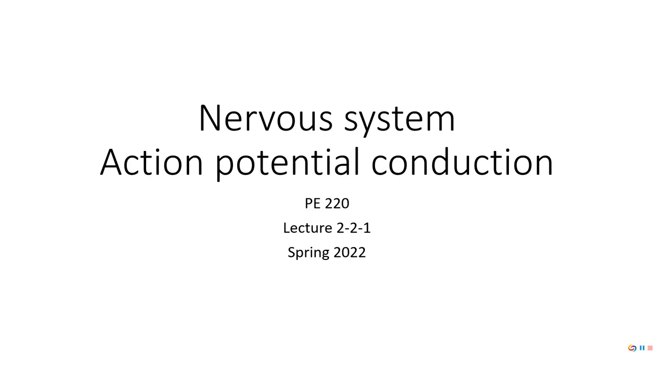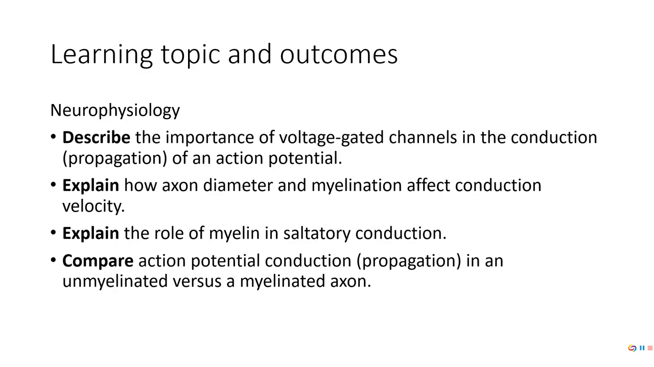Now that we've covered how an action potential occurs, it's time to discuss how an action potential actually travels down a neuron. We're still in the neurophysiology part of the course, and so here are the outcomes for this lecture.